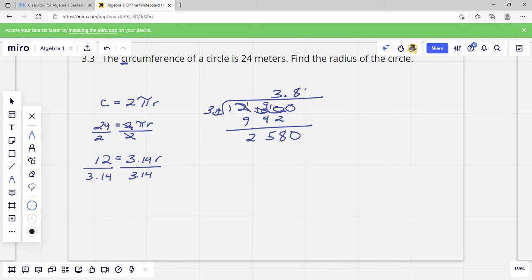And I'm just going to look at the book, and that's the answer. Use a calculator when it comes to these. So just the main thing you need to know is that you have to divide by 2, and then you have to divide by pi. Okay? So 3.82 meters is going to be the answer for that one.